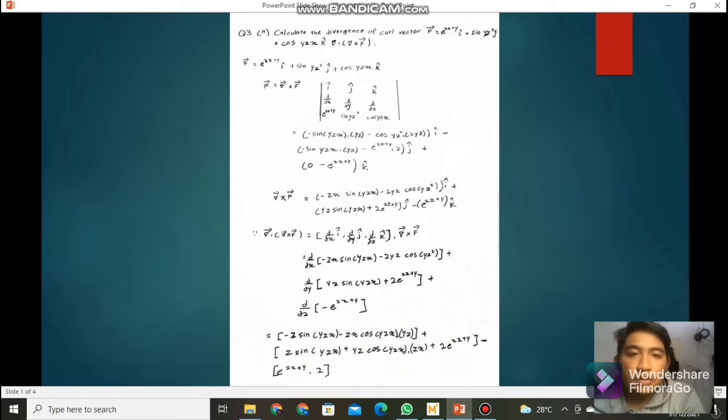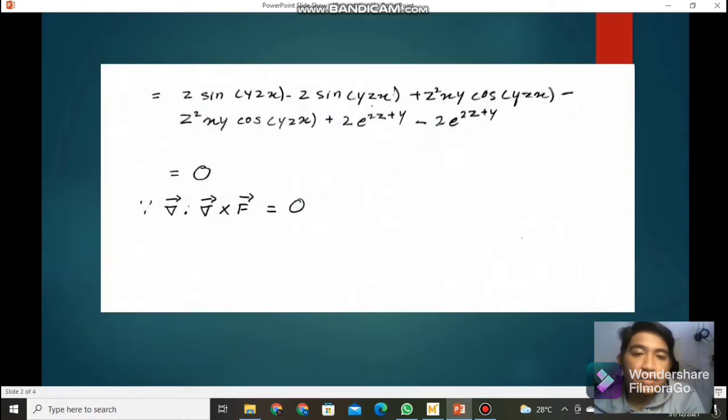For question 3, this is my manual calculation for question 3A. I am using the matrix because this question needs a matrix. So my calculation is like that, and my final answer for question 3A is 0. I get 0 for this calculation.